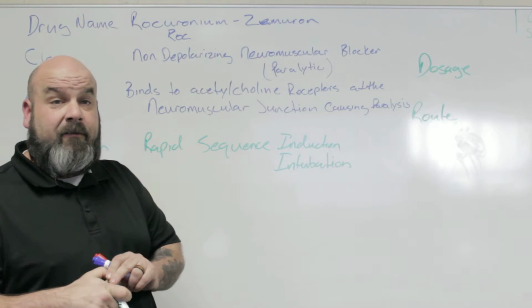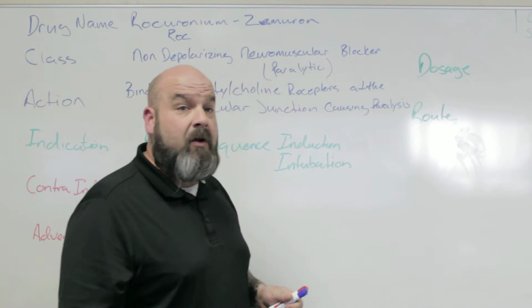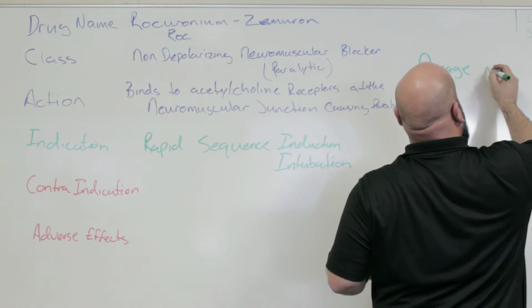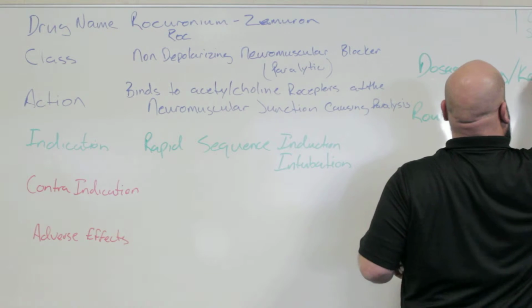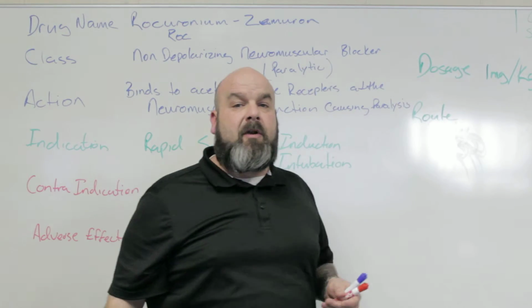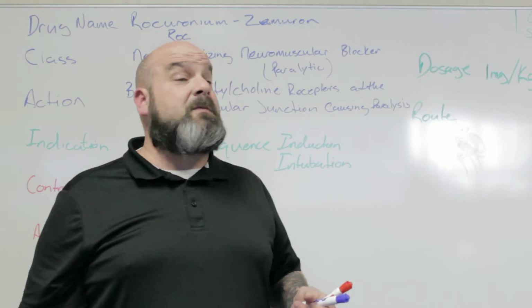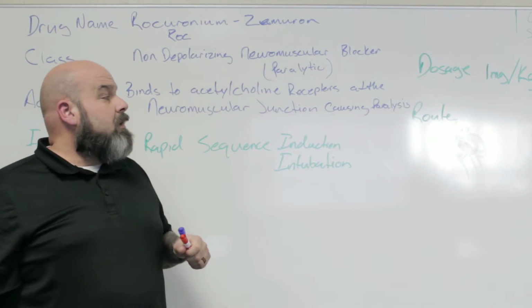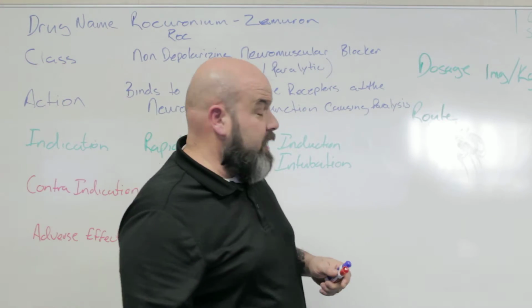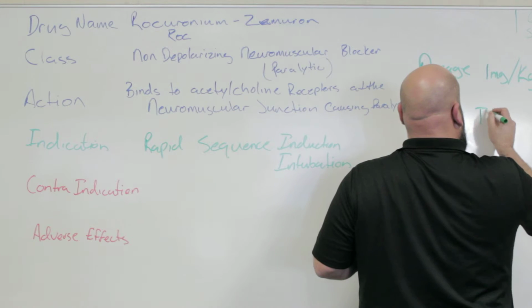How much are we going to give of Rocuronium? We're going to give 1 milligram per kilogram. One milligram per kilogram. So we're going to have to get good with weights because a lot of our meds that we're giving are weight-based. How are we going to give it? We're going to give it IV or IO.